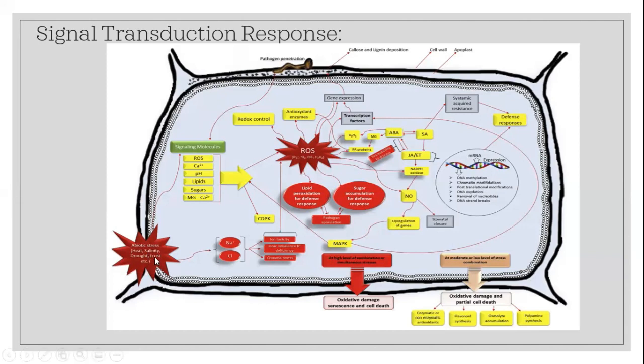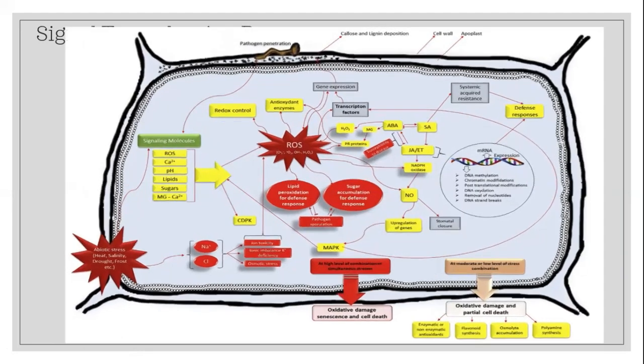Certain stresses like abiotic stresses will also produce secondary messengers. These secondary messengers will also carry out certain processes by which the message will be carried, and ultimately a response will be given. So this is an example of how different stimuli can bring about a complex signal transduction and ultimately lead to formation of a response.